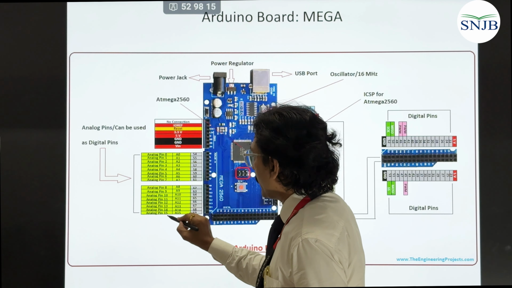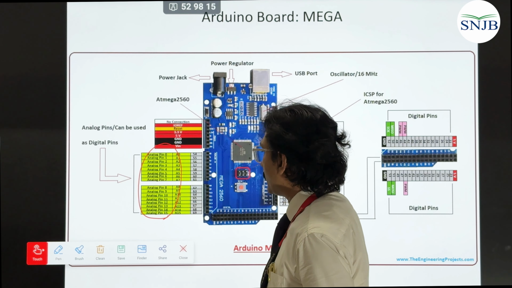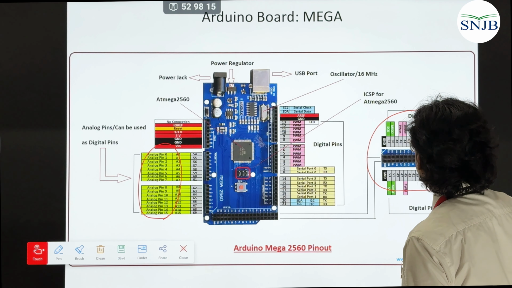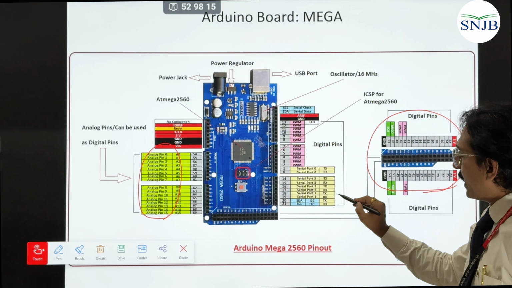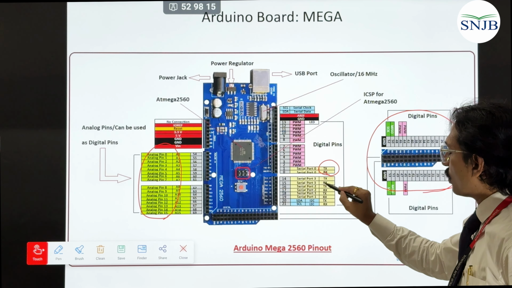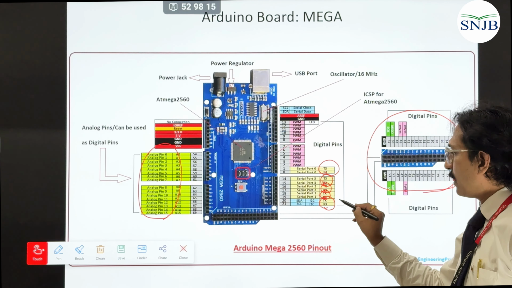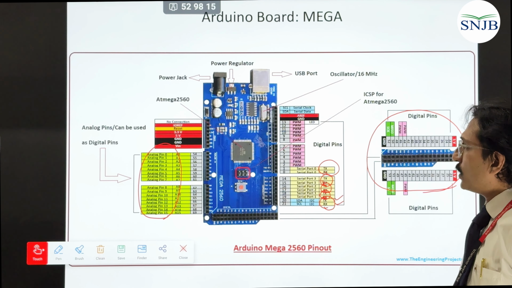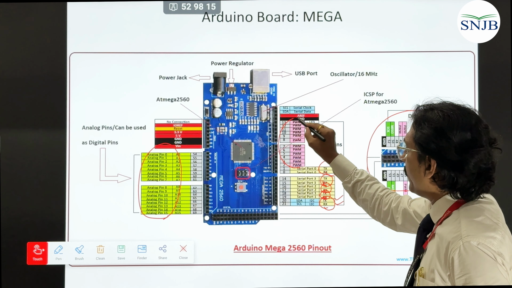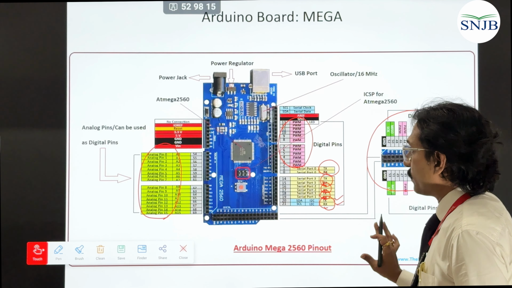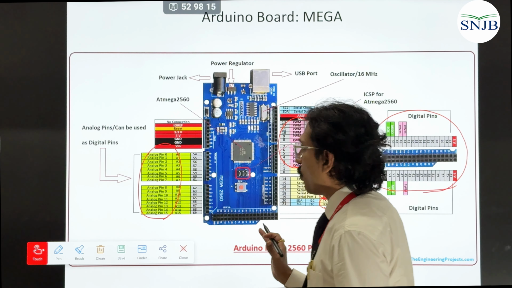It is having numerous analog pins. 16 analog pins are there. More than 40 digital input output pins are there. Then 4 UARTs are there. This is serial port 0, serial port 1, serial port 2, serial port 3. It is having an I2C bus, serial data, serial clock, PWM, 14 PWMs are there. So this is all about the development board. This is quite a huge board.